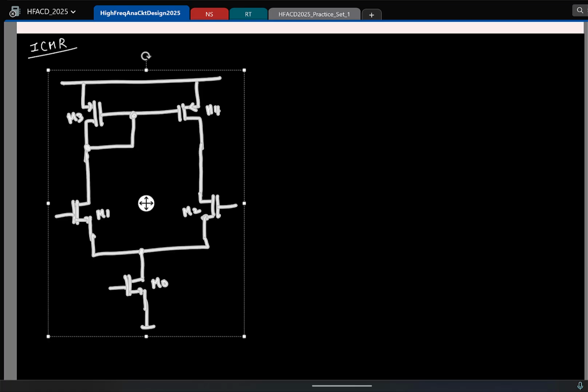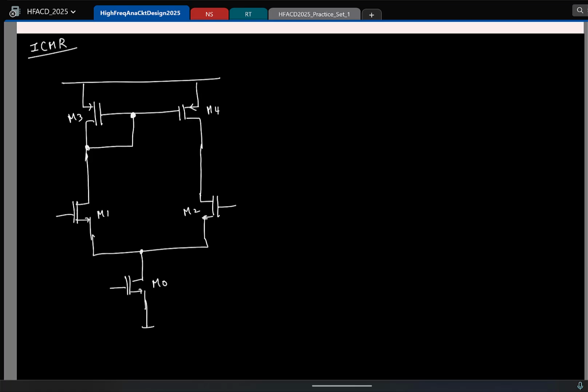not Indian Council of Medical Research. So let's say this bias current is I0. So again, I will say that the input here is VICM, because as you know, in negative feedback, these two voltages will be equal, and we are only interested in the common mode.